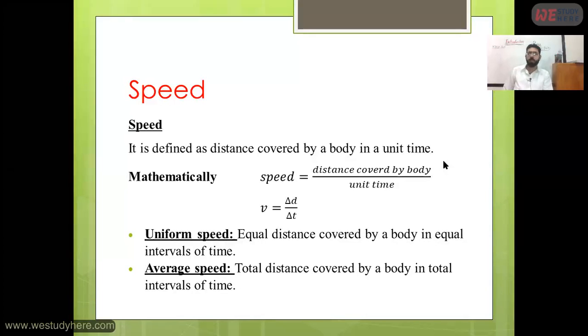Average speed. For example, if you are not sure at how much speed you cover some distance, if you go from one city to another city, you know the distance between the two cities. For example, the distance between two cities is 150 kilometer, and you cover this distance in 2 hours. So then you have to divide 150 by 2, the total distance covered by a body in total intervals of time. Because on the way, sometimes the speed may increase, sometimes the speed may decrease. It depends upon the condition of the road.